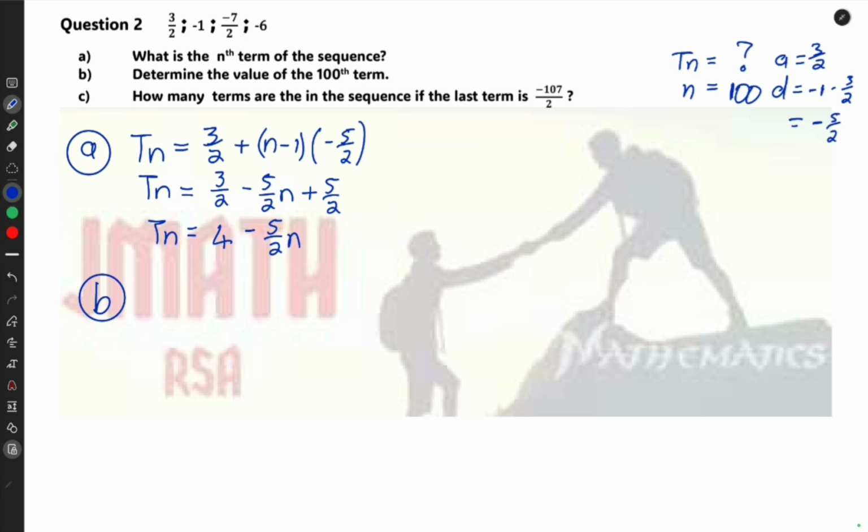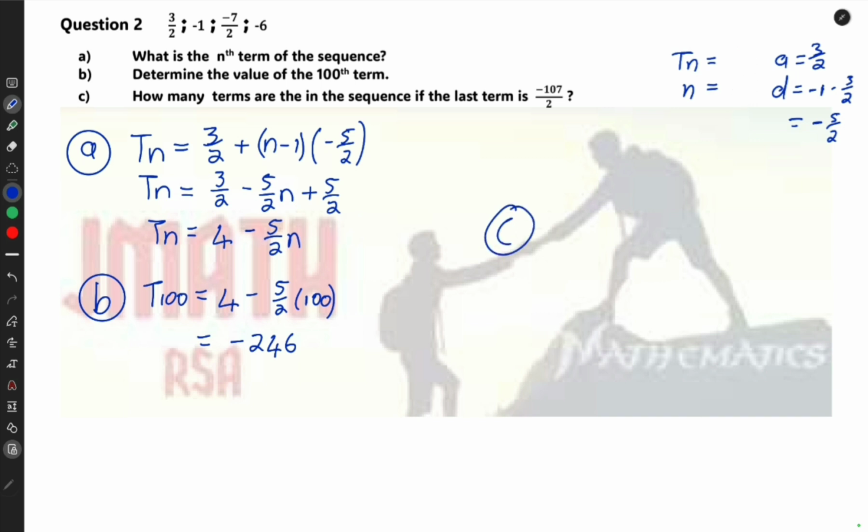So in this case, I am just going to say T100 is equal to 4 minus 5/2 times 100. Once again, I'm just going to type it on the calculator and see what they give me. The answer in this case would be -246.